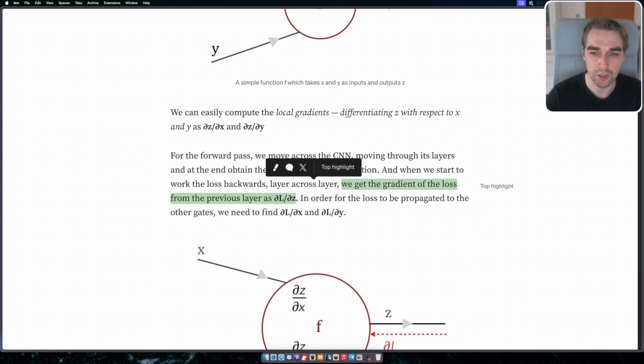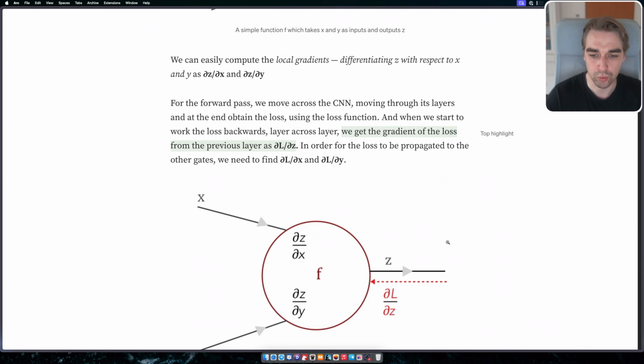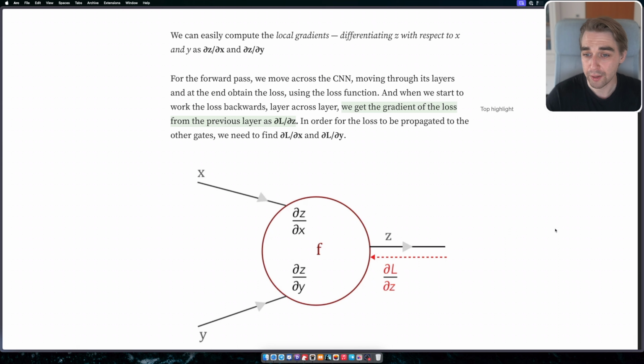So more or less the same. And when we start to work the loss backwards, layer across layer, we get the gradient of the loss from the previous layer as dL/dz. That is the same as the backpropagation with the dense layer. This is why it's called backpropagation. We do the forward pass, calculate all of the things, and we take the loss and use it as a starting point and go back.